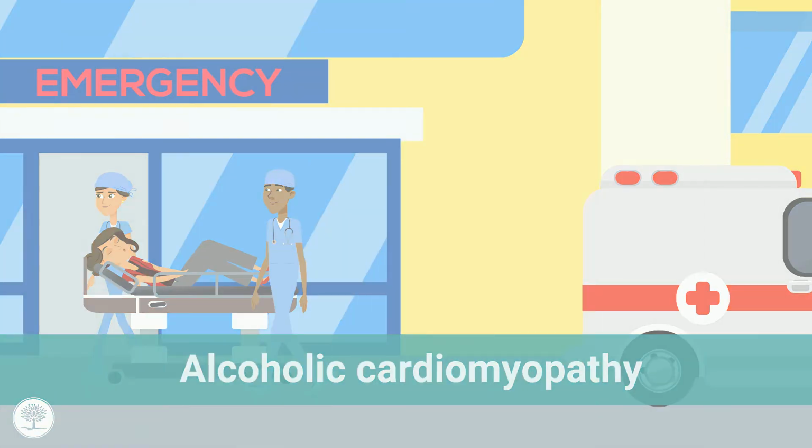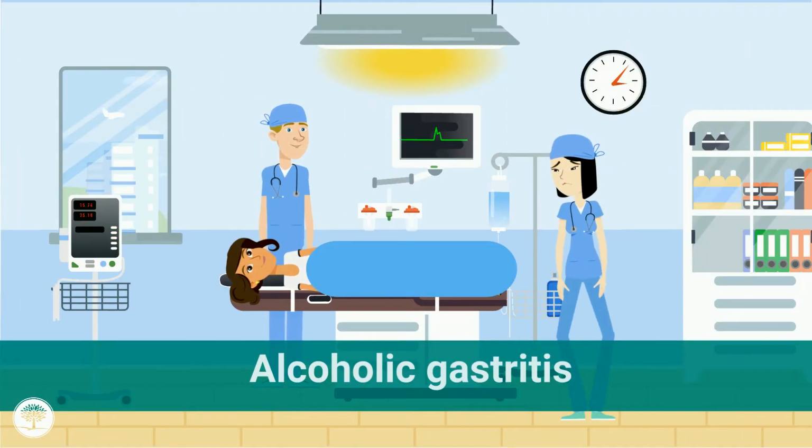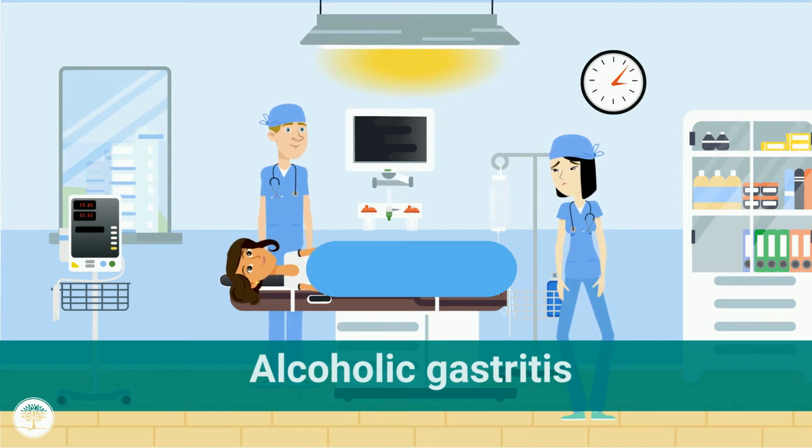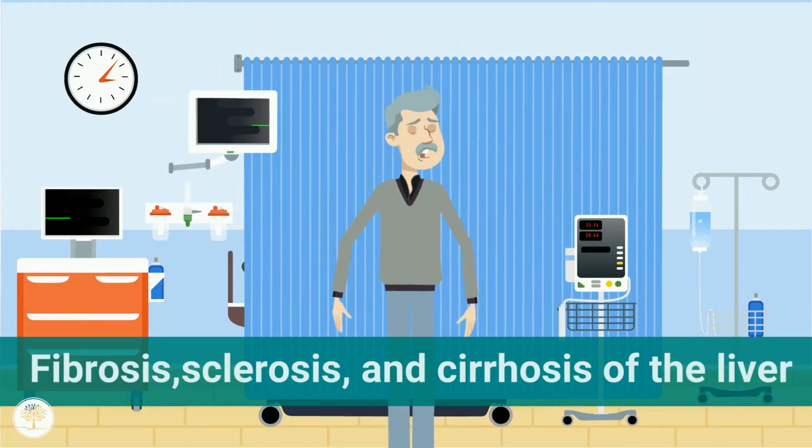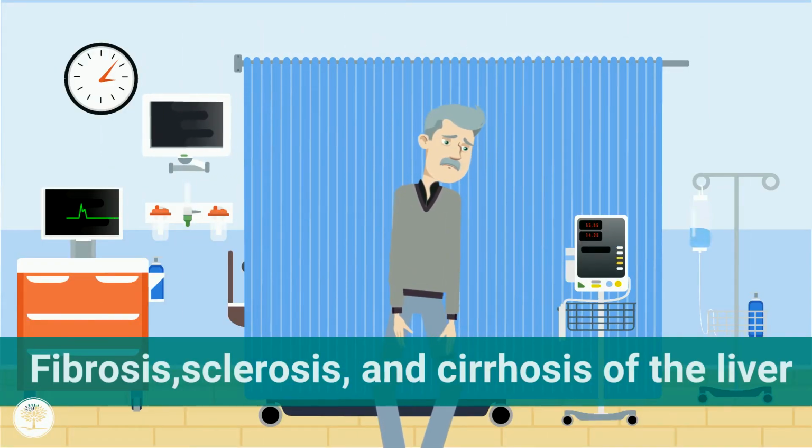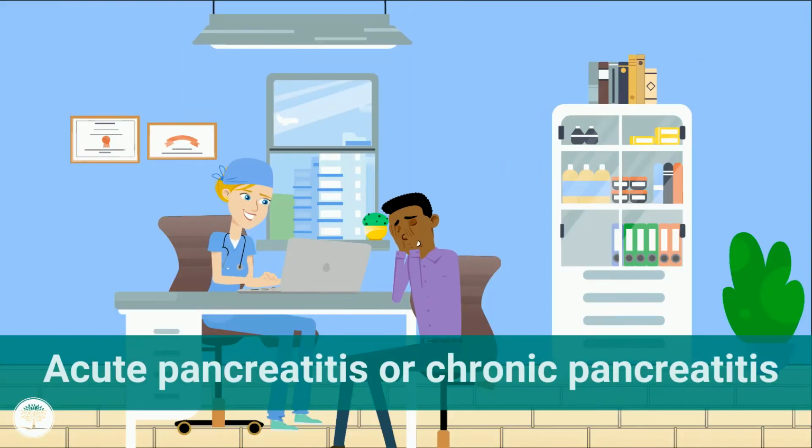Alcoholic gastritis means alcohol contributed to a stomach disease or a liver disease or a fatty liver or even hepatitis, which is inflammation of the liver. Chronic alcohol use can lead to fibrosis and sclerosis of the liver, and cirrhosis of the liver, which is end-stage liver disease due to scarring of the liver, which can lead to alcoholic hepatic failure or liver failure. Alcohol can also cause acute pancreatitis or chronic pancreatitis.